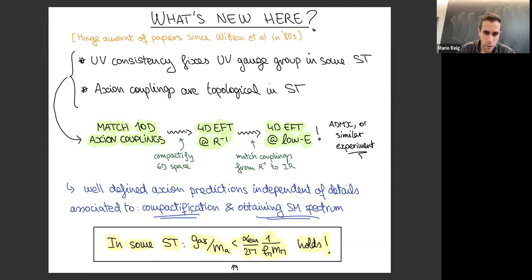So what I'm going to show you is that this process allows you to get very well-defined predictions for axion couplings to photons, which are totally independent of some details of the compactification, such as how you get the standard model spectrum, which is the most important part. And in fact, in some string theories, very well-motivated constructions, you still get this bound, that the coupling to mass ratio is bounded by the QCD axion coupling to mass ratio.